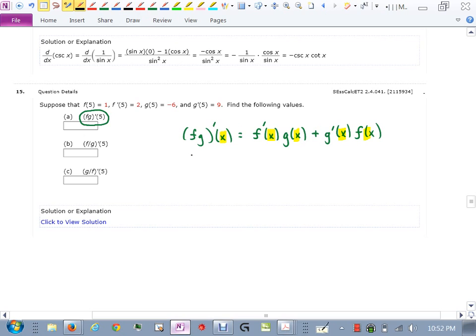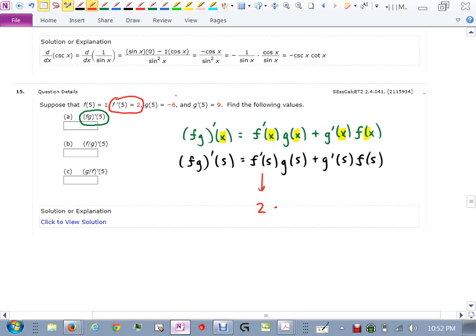So the derivative of the product at 5 would be f prime of 5 times g of 5 plus g prime of 5 times f of 5. And they gave us all those values. So f prime of 5, that was 2, times g of 5. G of 5 is negative 6, plus g prime of 5, which was 9, times f of 5, which was 1. So negative 12 plus 9, what do we get? Negative 3? Yay.